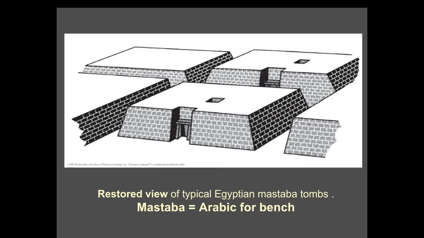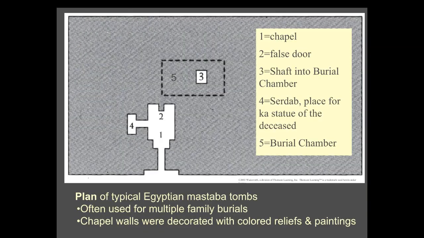This is a restored view of the typical Egyptian mastaba tomb. So you have typically a hole in the top. You have an entrance for it. Mastaba is Arabic for bench, so it almost looks kind of like a raised bench.